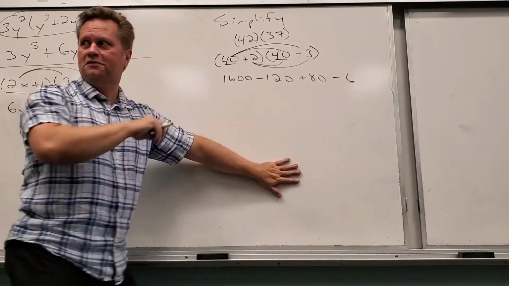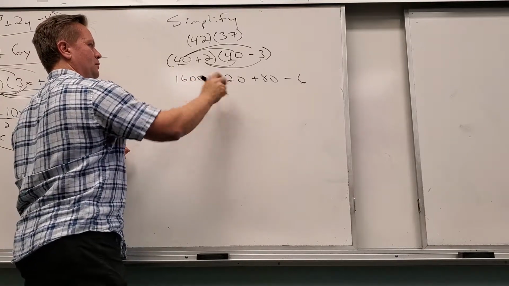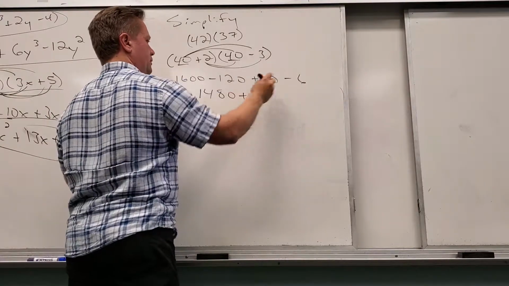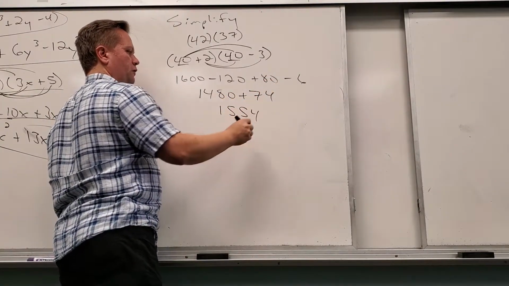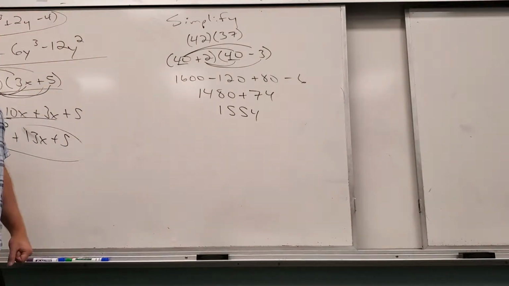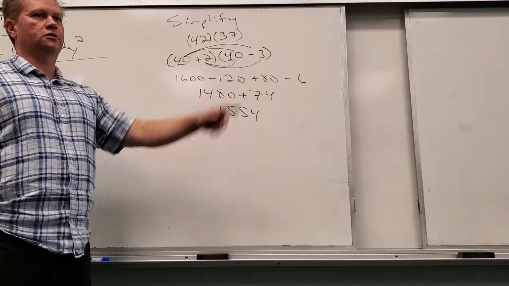Have you guys ever seen this? So then 1600 minus that would be 1480, plus 80 minus 6 is 74, so then you get 1554. I think, did I do that right? It looks right. That's all that matters, Jeff. Yes. Somebody check me. What is 42 times 37?